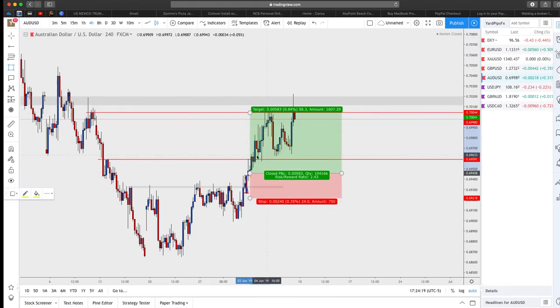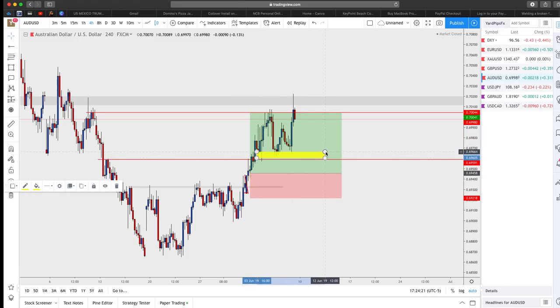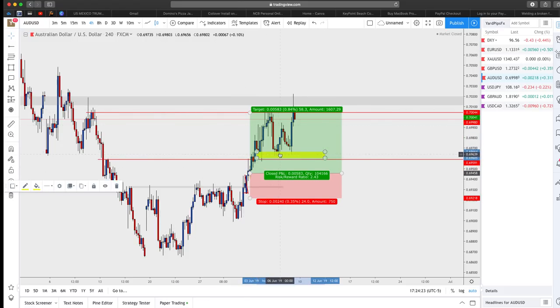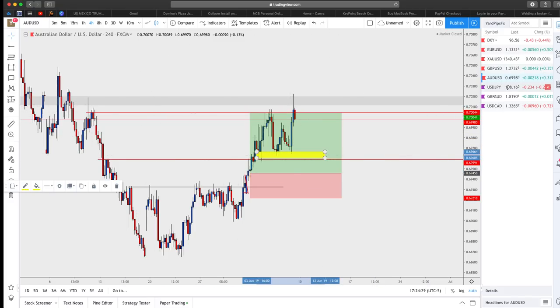We also had this demand region. All of here was acting as support. So we could have gotten another entry opportunity off this level. So that's pretty much it. 58 pips, nothing to call home about.